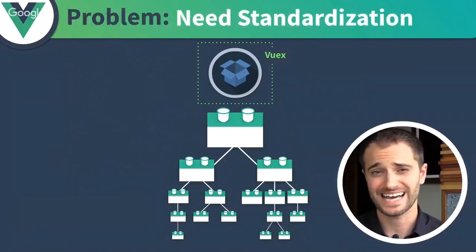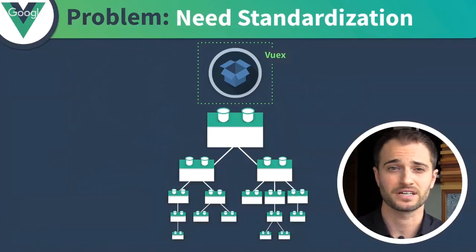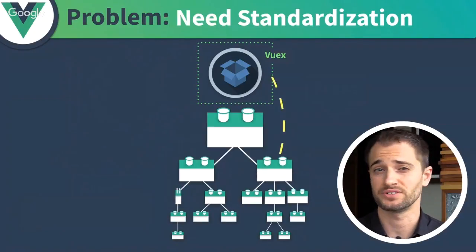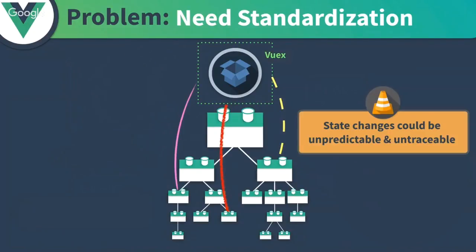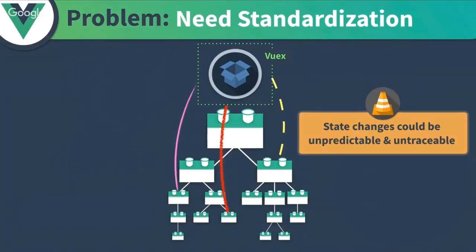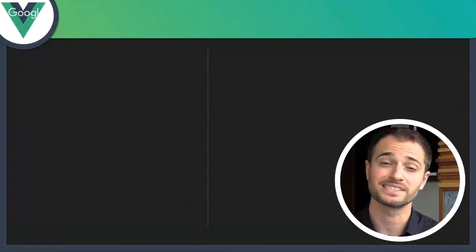But just consolidating data into one single source of truth doesn't fully solve the problems of state management. What happens when many different components alter the state in different ways from different locations? We need some standardization. Otherwise, changes to state can be unpredictable and untraceable. This is why Vuex provides a full state management pattern for a simple and standardized way to make state changes.